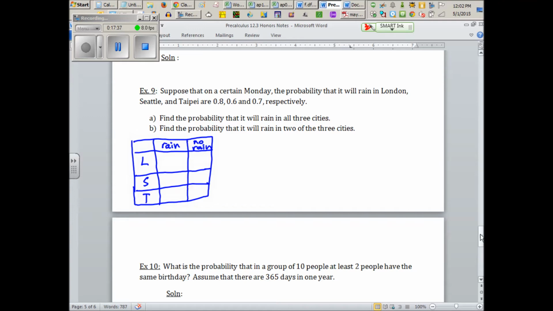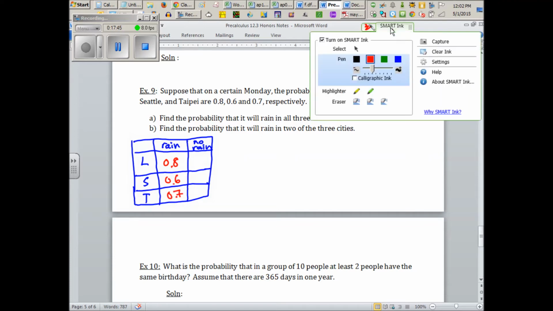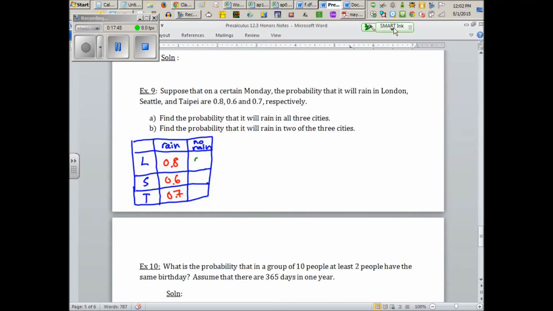Okay, let's look at this. The probabilities of rain in London, Seattle, and Taipei are 0.8, 0.6, and 0.7 respectively. That means that the probabilities of no rain are just naturally 0.2, 0.4, and 0.3 respectively.